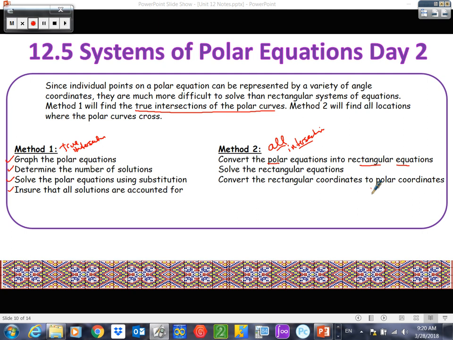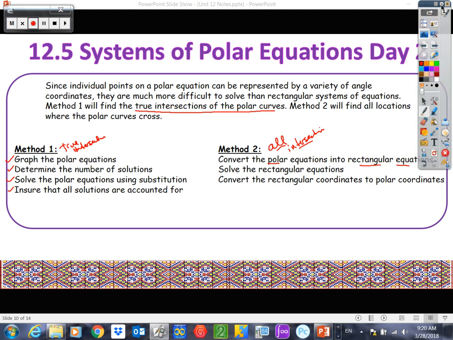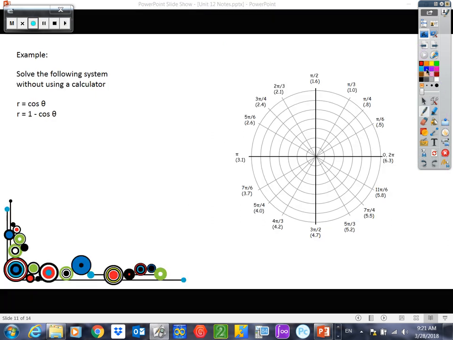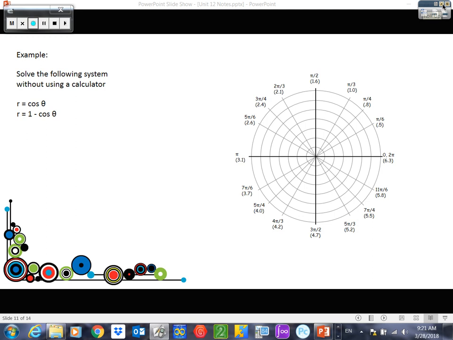Okay, so let's practice. On the next slide we have one example that we're going to do both ways. We're going to do the regular true intersection way, and then we're going to do all intersections. Okay, so let's graph it first. We're going to start with method 1.